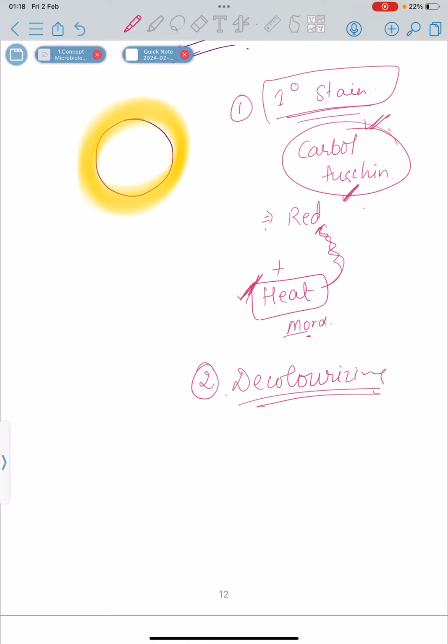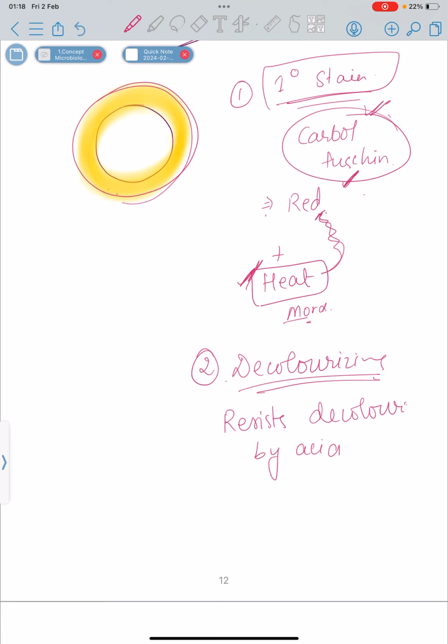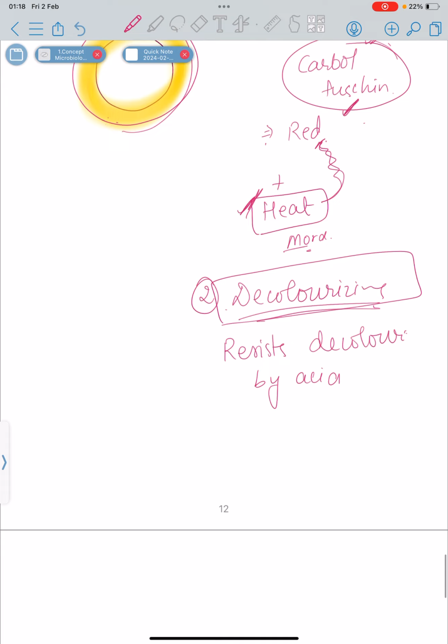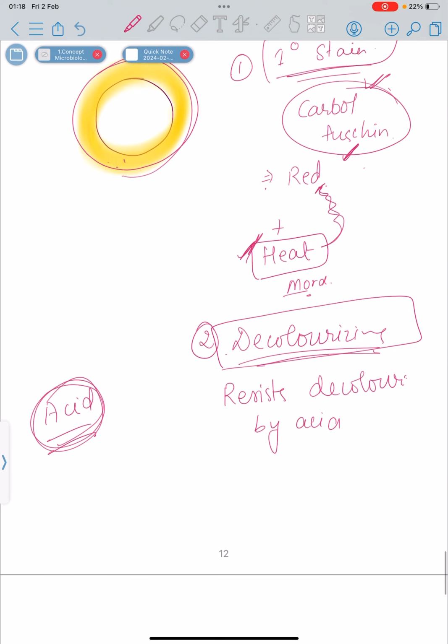Now the thing is, this mycolic acid layer is so thick that it resists decolorization by acid. So here in case of decolorization, we try to give acid, and you know acid is very strong, but even acid failed to decolorize this layer, this carbol fuchsin layer.